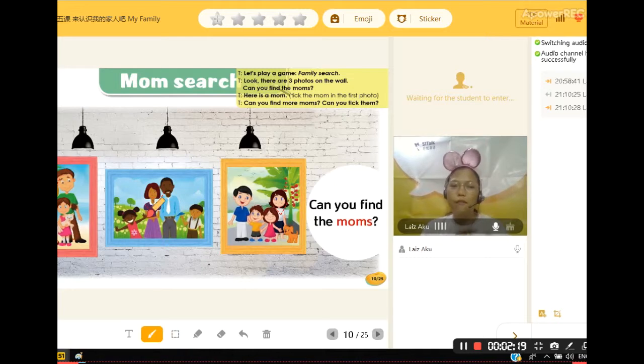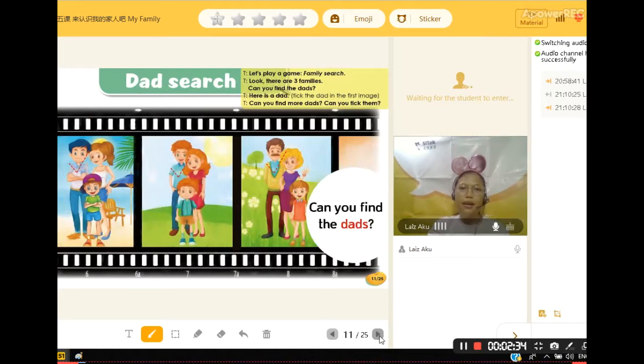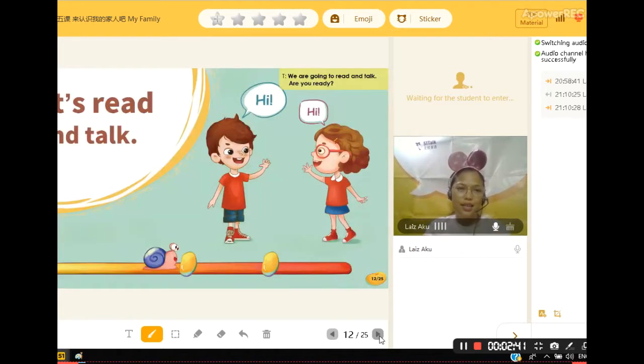Let's find the mom in the second photo. Tick the mom in the second photo. And then the third one. This time, let's play Family Search again, and we are going to find the dads. In every page, just like this one, we are going to read and talk. So you have to say, are you ready?